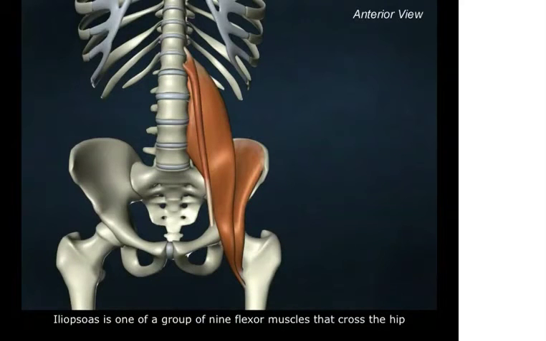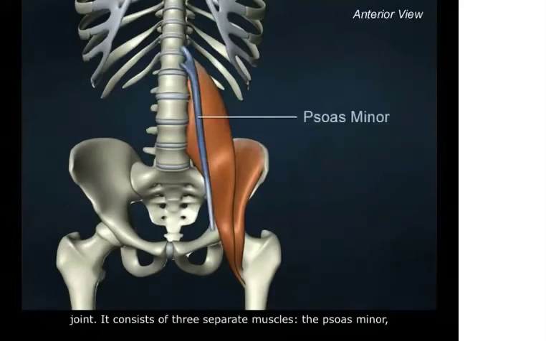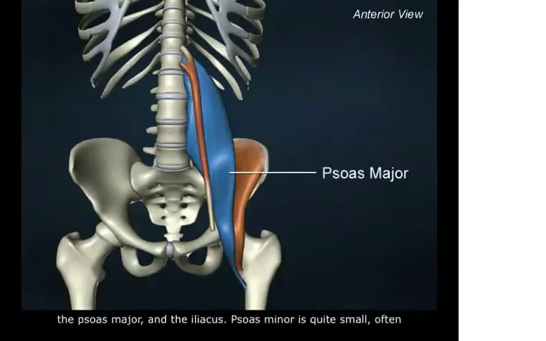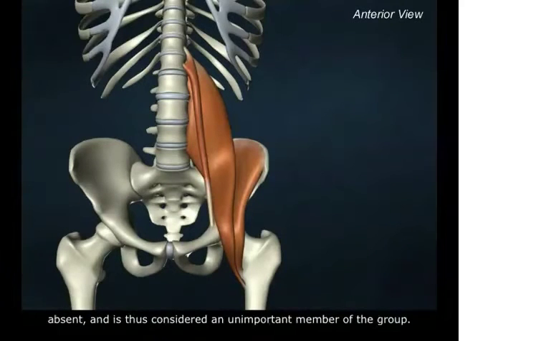Iliopsoas is one of a group of 9 flexor muscles that cross the hip joint. It consists of 3 separate muscles, the psoas minor, the psoas major, and the iliacus. Psoas minor is quite small, often absent, and is thus considered an unimportant member of the group.